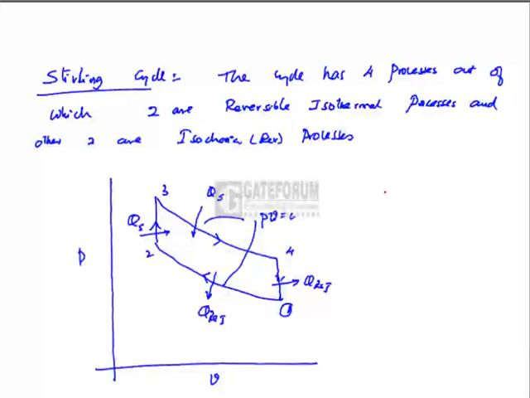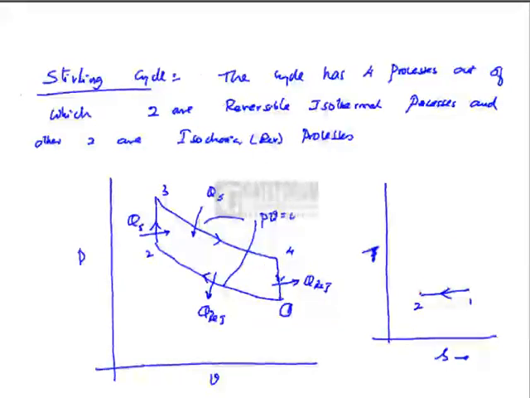The cycle could be represented on TS plane also, like 1 to 2 is isothermal compression, therefore heat must be rejected, entropy should decrease but the temperature remains constant. 2 to 3 is constant volume heat supply, where the temperature as well as entropy both increase. 3 to 4 is isothermal expansion, where heat is supplied, temperature is constant and entropy increases in 3 to 4, and 4 to 1 is again constant volume heat rejection. There are 2 constant volumes, there are 2 constant temperatures.